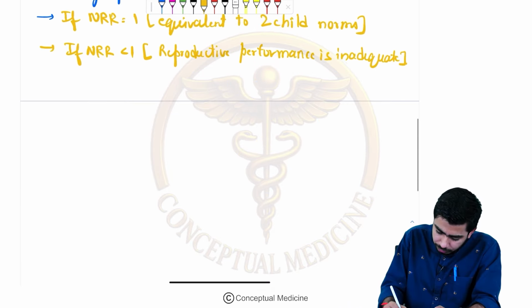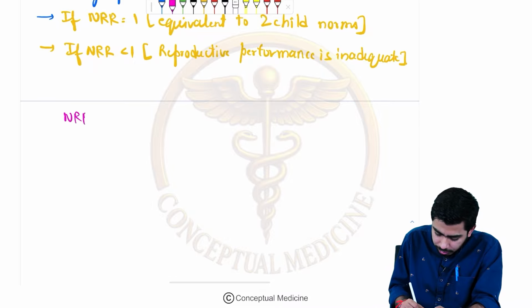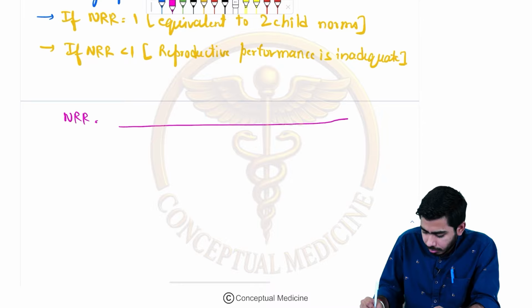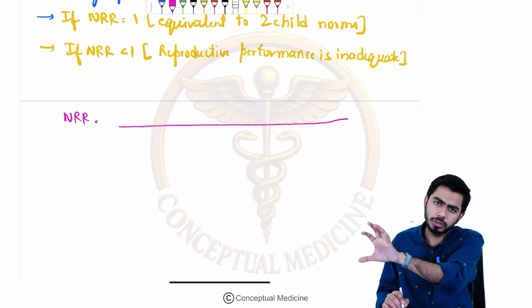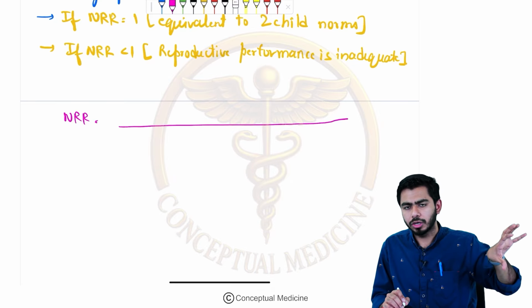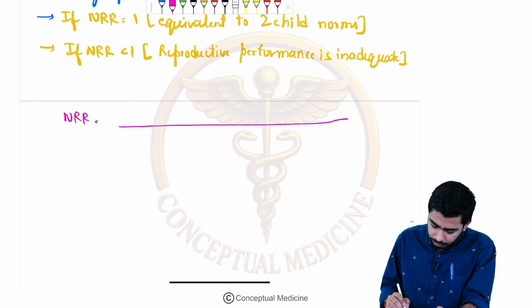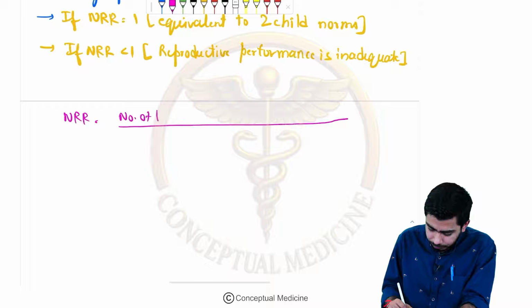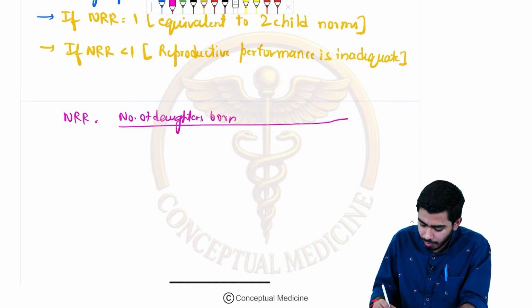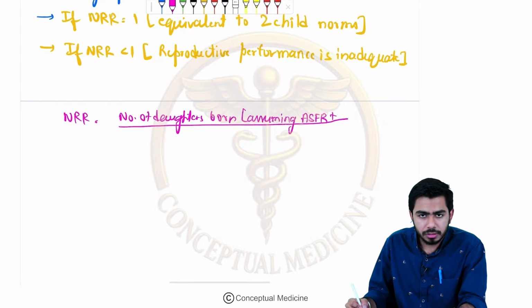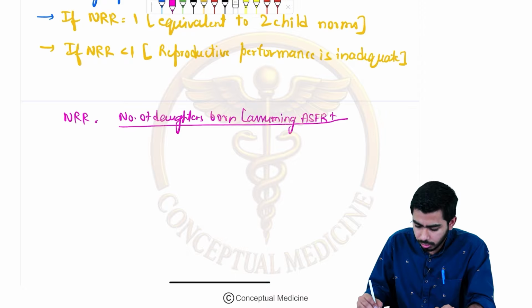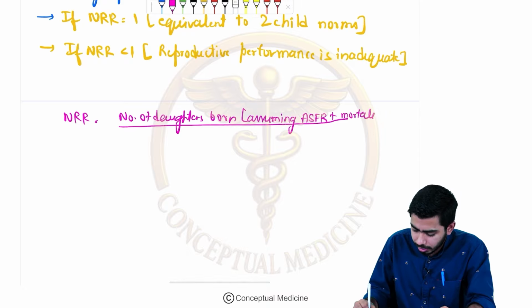Now let's talk about the formula of the net reproduction rate as well. So net reproduction rate says, okay, number of daughters born. Here also I am talking about daughters. In the reproduction part, I am talking about daughters. In the fertility rates, we are talking about the number of children born or number of live births. So number of daughters born in an area. Now I am assuming two points over here: assuming age specific fertility rate, ASFR, plus mortality rate or the death rate. Okay, plus mortality rate.